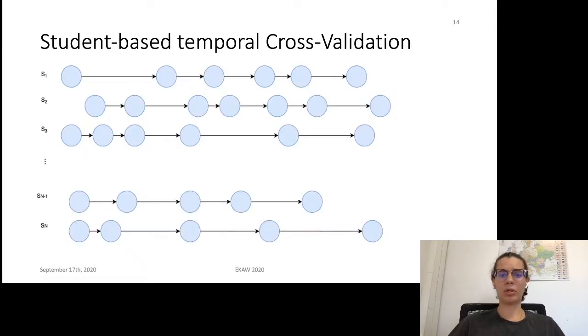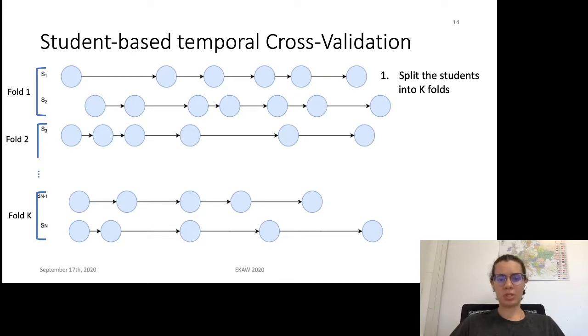To train and test our model, in order to take into account the time dimension for our task, we decided to use a student-based temporal cross-validation technique. We consider our dataset as a set of the learning traces of multiple students, where the learning trace of a single student is a sequence of answers. So in this diagram, for example, each line is the learning trace of a different student, and each answer he gave is identified with a blue circle.